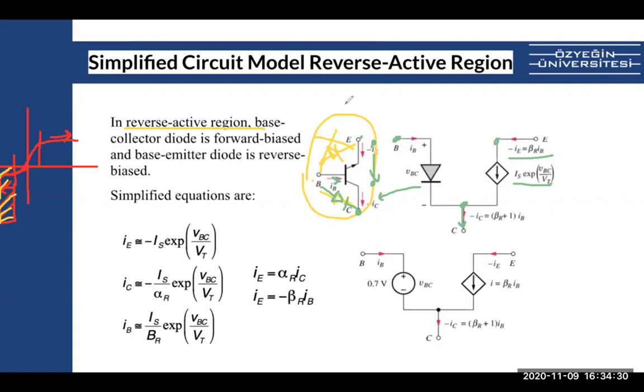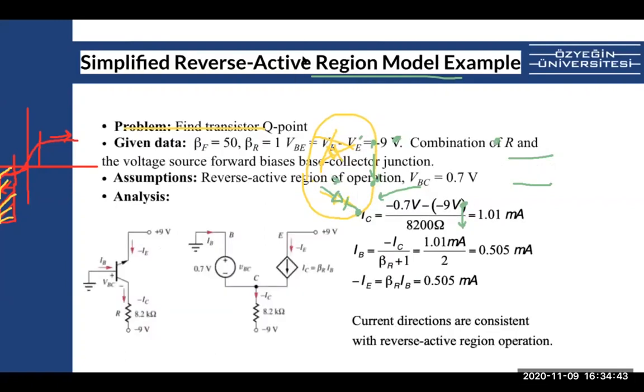We don't really use this reverse active region. It's good to know the difference from the forward active region, but we don't really get to use a transistor in this region a lot. But it's good to know how it operates.